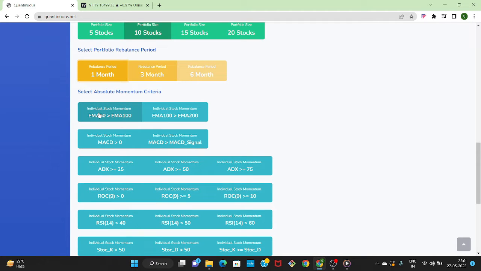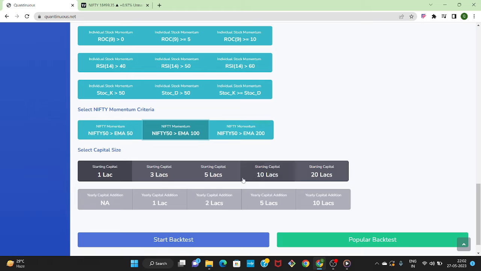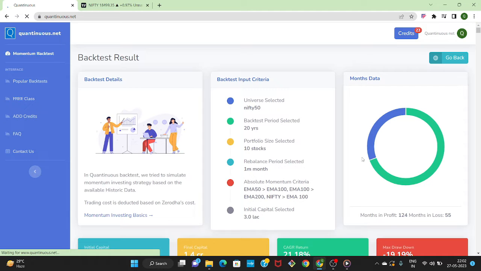Absolute momentum condition will be EMA 50 greater than EMA 100 and EMA 100 greater than EMA 200. Nifty momentum condition will be Nifty 50 greater than EMA 100. Select the initial capital as 3 lakhs and click on backtest. Don't worry, I will explain all the conditions and the strategy in detail after the backtest.